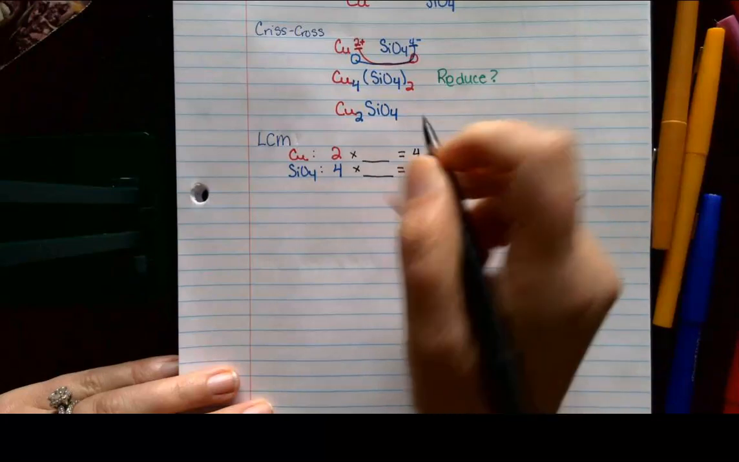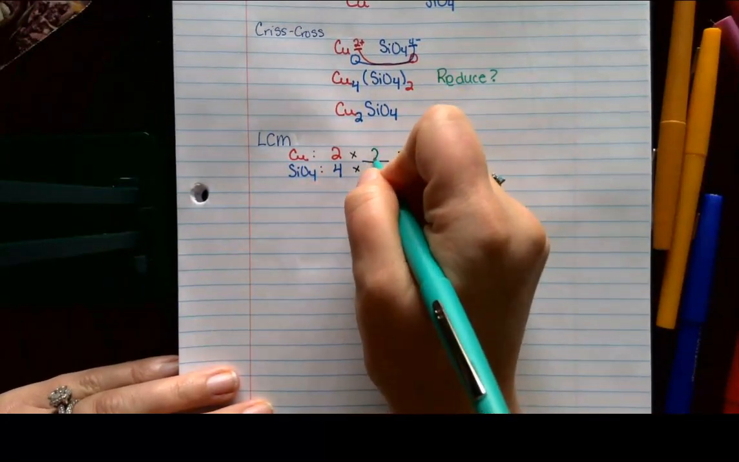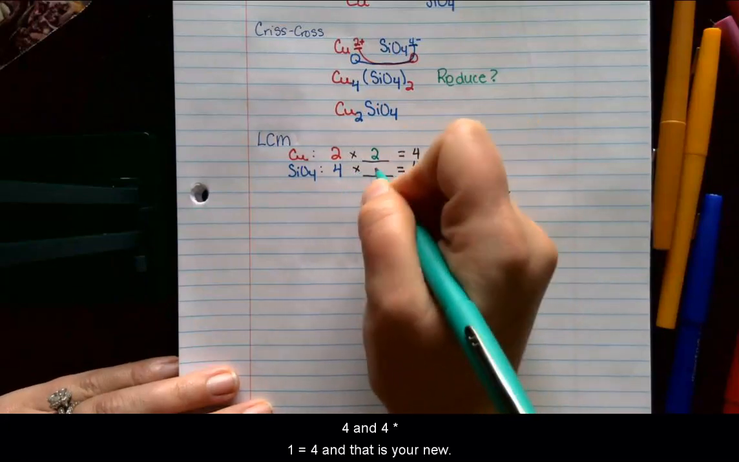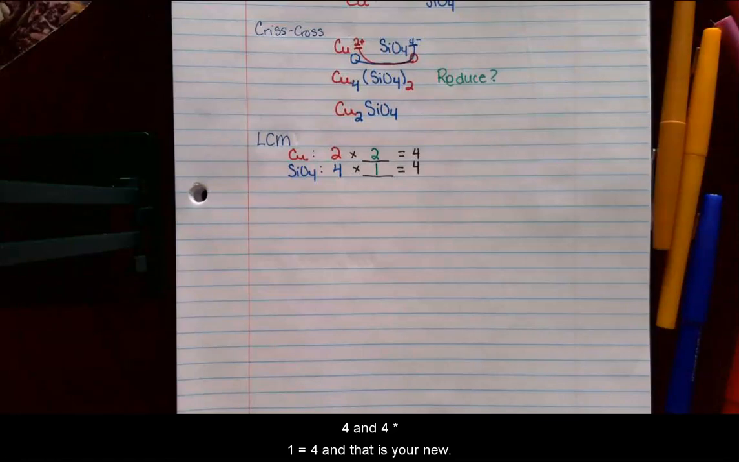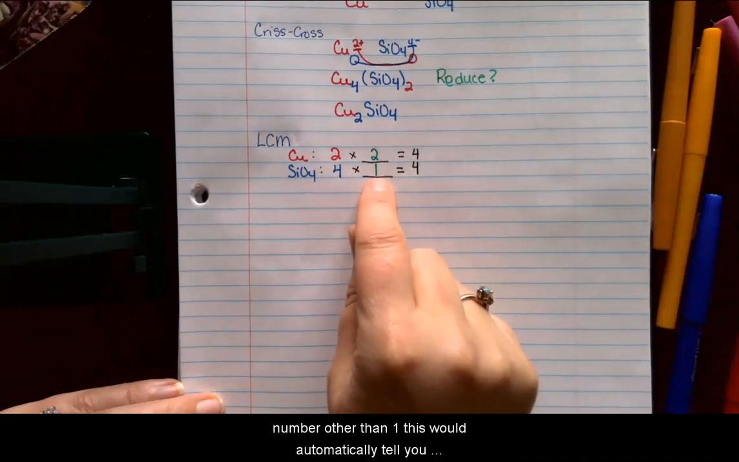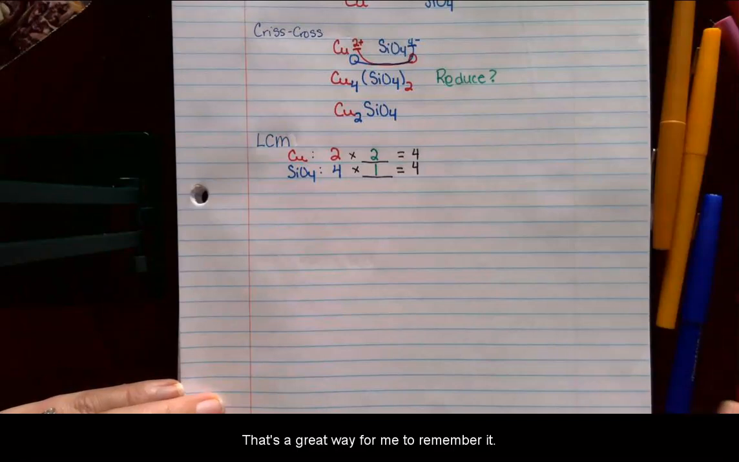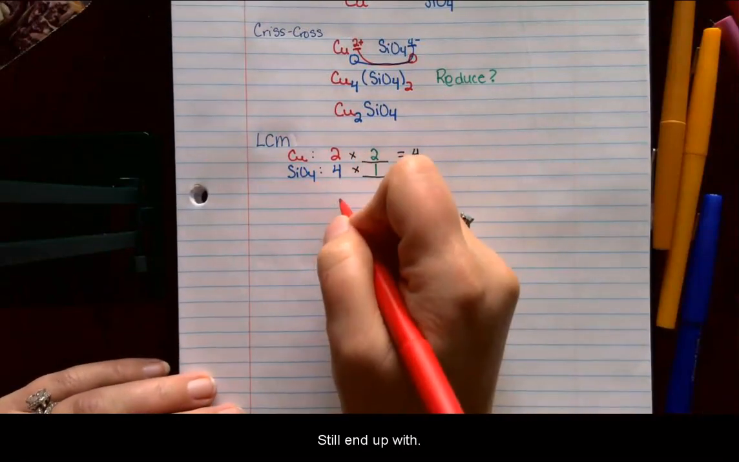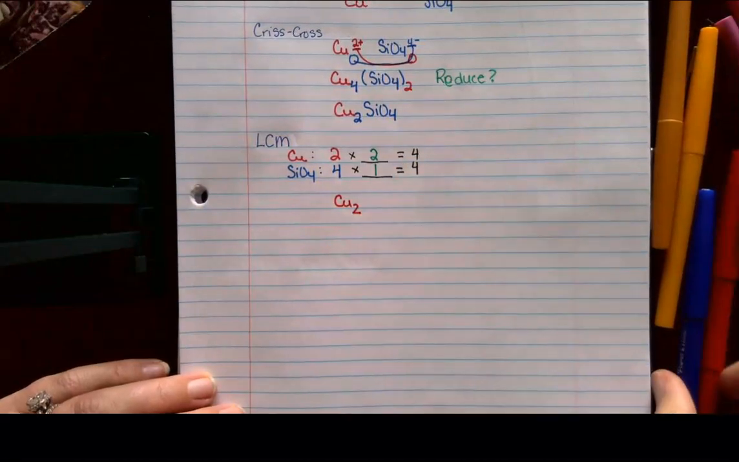So you make this equation true. 2 times 2 equals 4, and 4 times 1 equals 4, and that is your new subscript. Now this really helps because if this had been a number other than 1, this would automatically tell you that this needed parentheses. That's a great way for me to remember it. So we still end up with Cu2SiO₄.